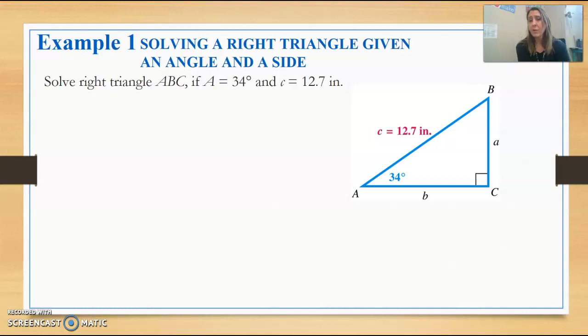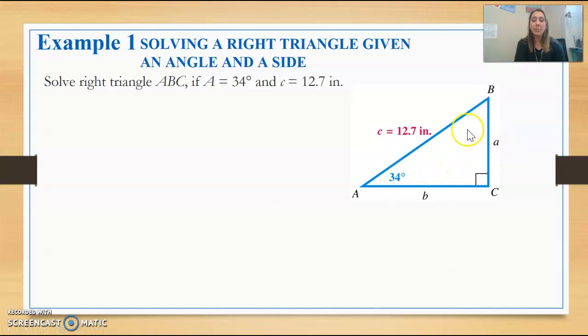So we can find that right away pretty quickly. That's going to be 56 degrees. But we're going to just try to use what is given to us. So I have angle A and the hypotenuse. So if I were to want to find side length A, so lowercase a, then I'm going to use what?